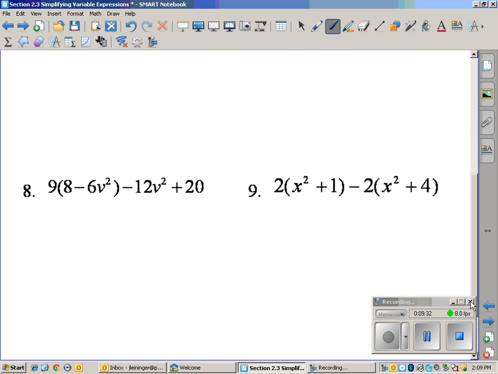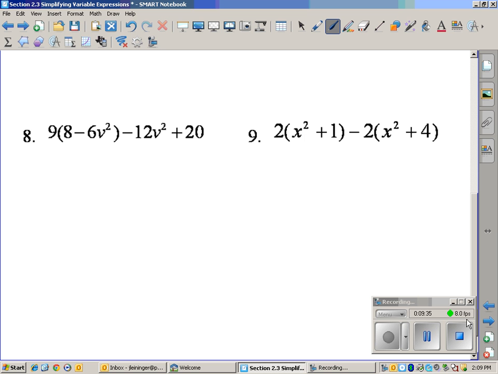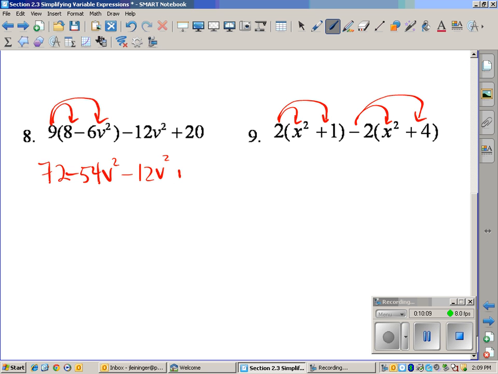I want to skip down. Now we have some that are essentially just what we've done before, but I'm using a variable to the second power instead of the first. They're still like terms. You still have to distribute. If you look at number 9, there's actually going to be 2 distributions that go on before you can collect like terms. These can get pretty complicated, but they're really fun. So let's look at the first one, number 8, and then I'll ask you to do number 9 on your own. 72, 9 times 8, minus 54v squared, minus 12v to the second power, plus 20.